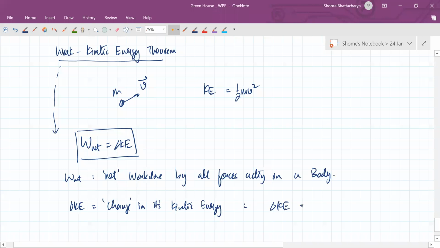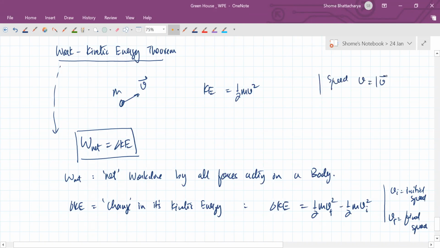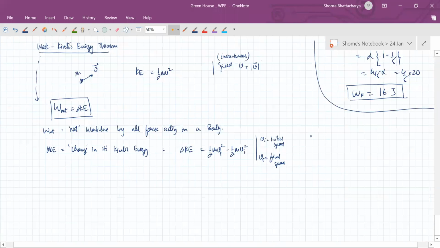So change in kinetic energy will be this, if the speed is changing from v initial to v final. You know that the quantity speed, the instantaneous speed v, is the magnitude of instantaneous velocity. Okay, so this is the statement of the work kinetic energy theorem, where you understand that if you take m in kilograms and the speed in meter per second, then kinetic energy is in joules.